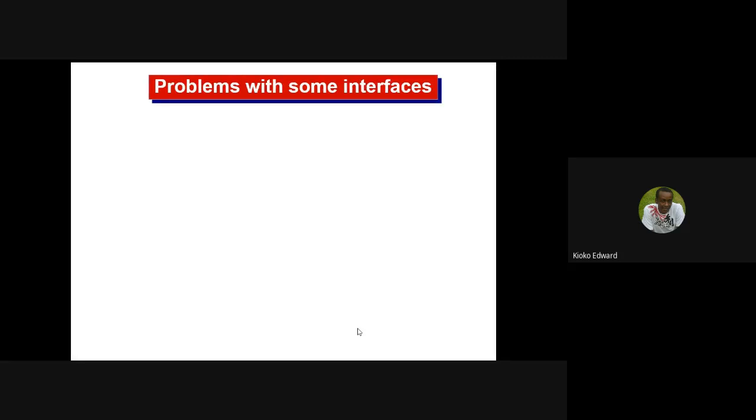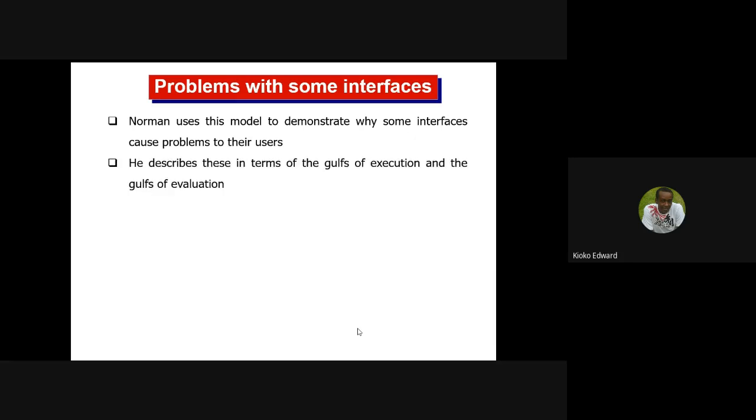This model will be able to explain to us why some interfaces usually have some kind of problem. So let me just go through the model again. Donald Norman used this model to explain why some interfaces might cause problems to their users. Norman used 2 terms to explain these problems which users face with the interface. We have the gulf of execution, and we also have what we call the gulf of evaluation. I want us to look at what the 2 terms mean and how they cause a problem when we are trying to interact with our systems.